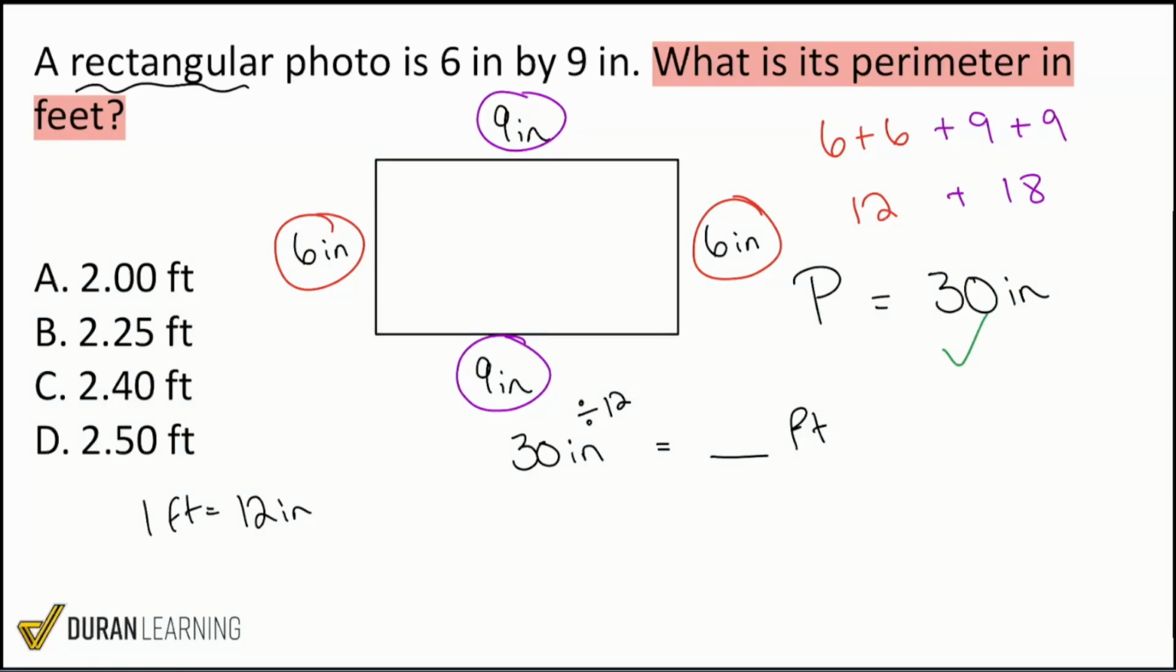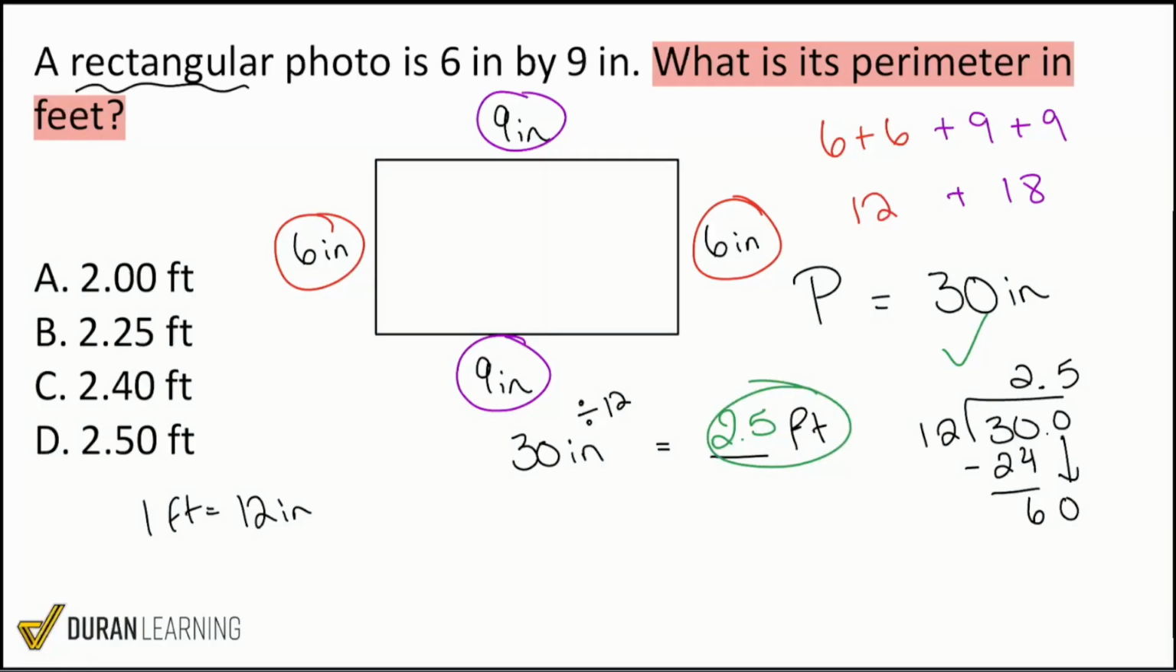And we can do that with long division here on the right side. 12 going into 30. We have 12 goes into 30 twice. Subtract the 24, giving us 6 left over. And we'll drop that 0, giving us 60. 12 goes into 60 5 times, making that final answer 2.5 feet. And there we are, my party people.